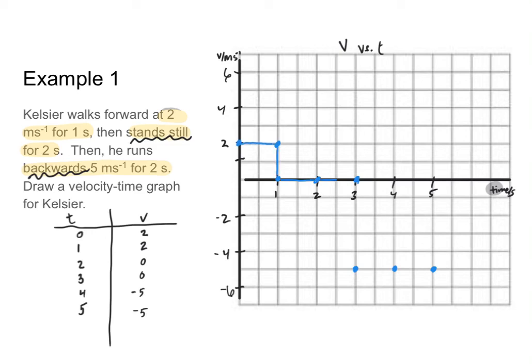So let's go ahead and connect the dots. And there you go, Kelsier's velocity versus time graph. And again, guys, the tricky thing here is going to be these moments where he is switching speeds very, very quickly, immediately. So you have to represent that with these vertical lines, which is something you may not be used to doing.